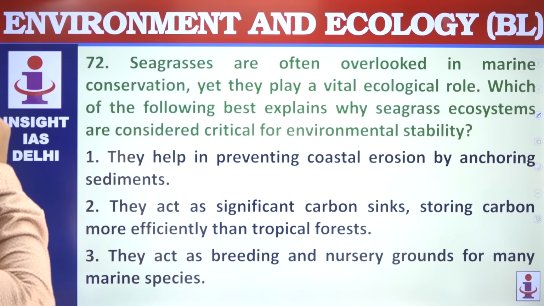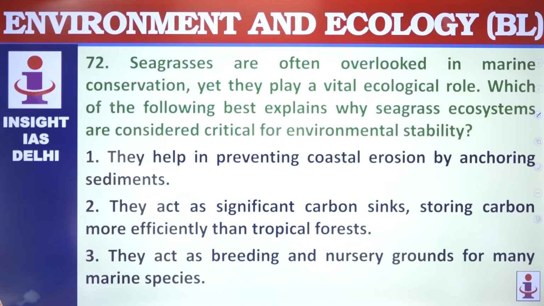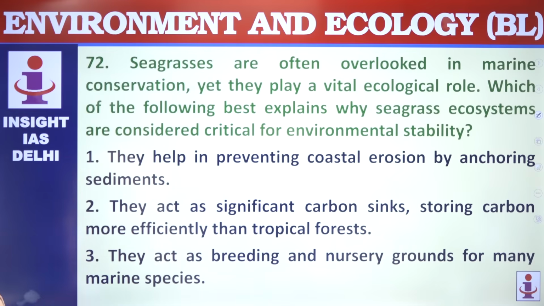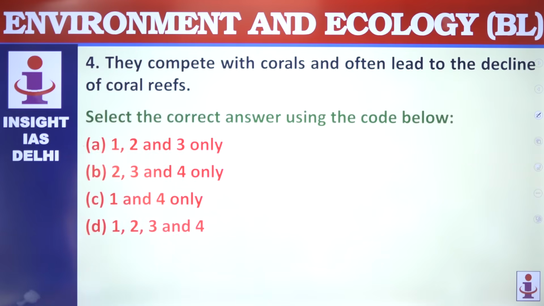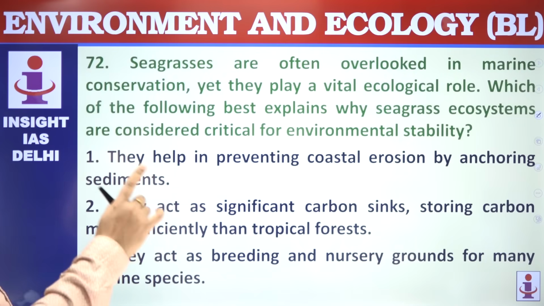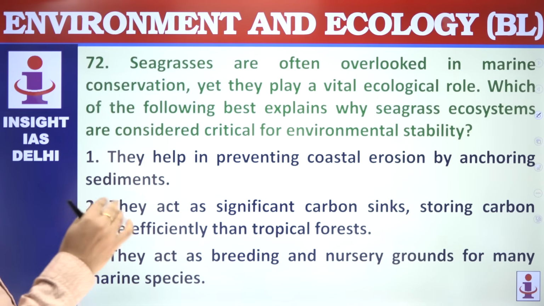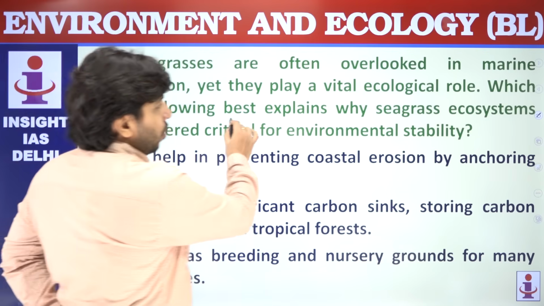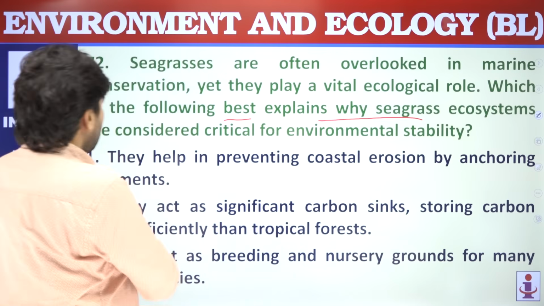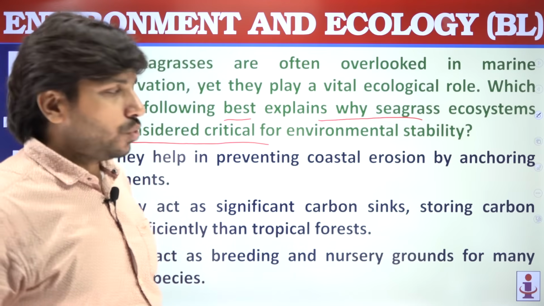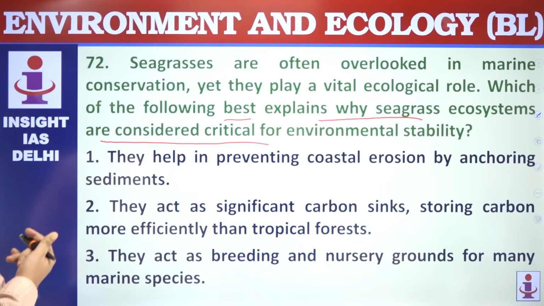Again, one more question regarding seagrasses. Which of the following best explains why seagrass ecosystems are considered critical? Three features are given over here. Seagrasses are often overlooked in marine conservation, yet they play a vital ecological role. Which of the following best explains why seagrass ecosystems are considered critical? What is the importance of the seagrass ecosystem? This is what the question is asking.